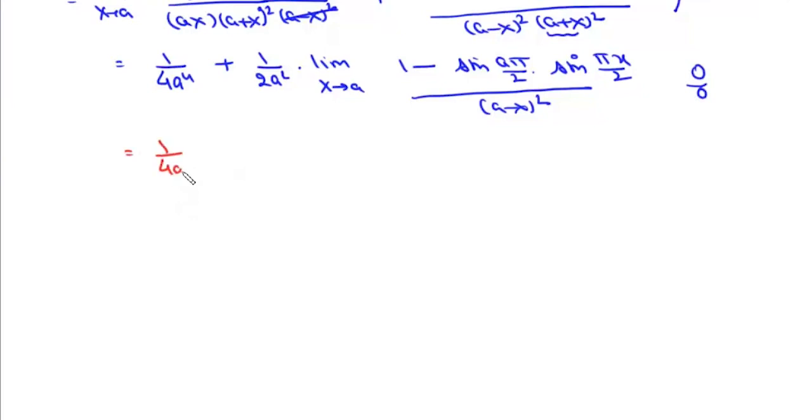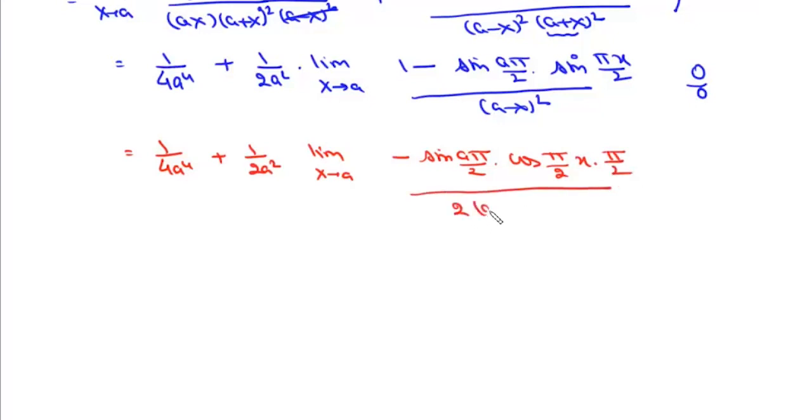1 upon 4 a to the power 4 plus 1 upon 2a square limit x tends to a, and this is minus sine a pi by 2, and this is cos pi by 2x into pi by 2 upon 2 into a minus x into minus 1. Now this minus and minus will cancel. Now this again is 0 upon 0 form, because cos odd multiple of pi by 2 is 0, and a minus 0, a minus a is also 0.